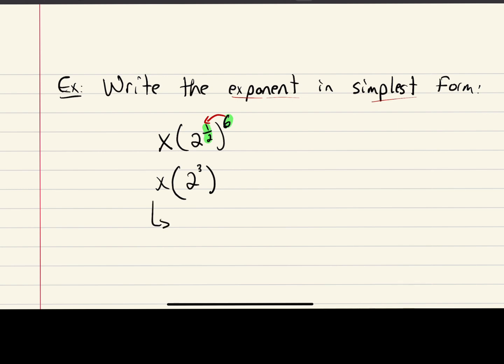And then finally, this can be rewritten as follows. You can rewrite it as x multiplied by the 2 to the 3, which really just simplifies to 8x, as my 2 to the 3 becomes 8. And this is the simplest version of this original exponent.